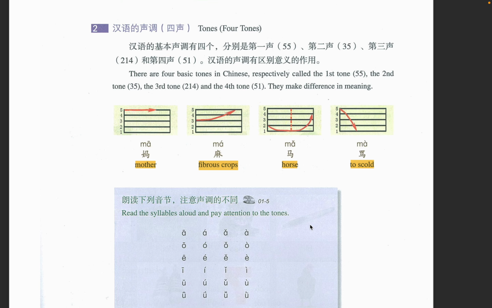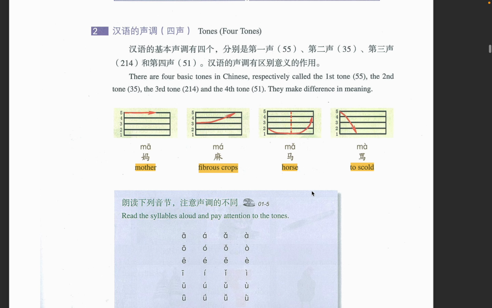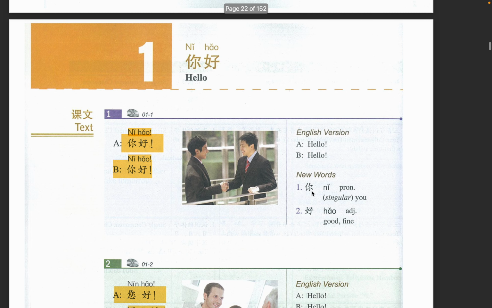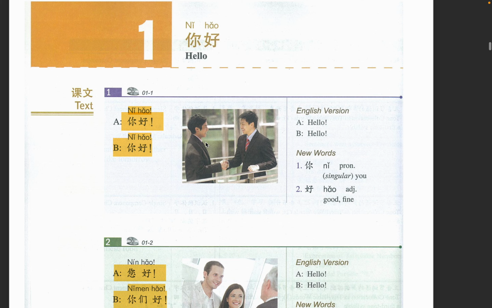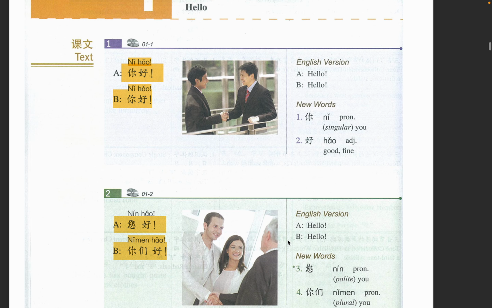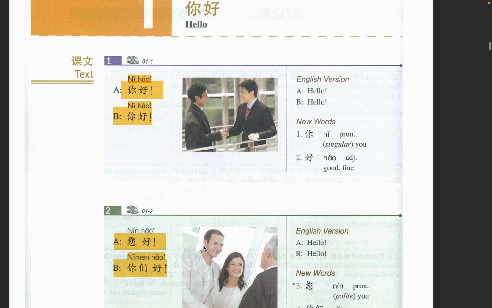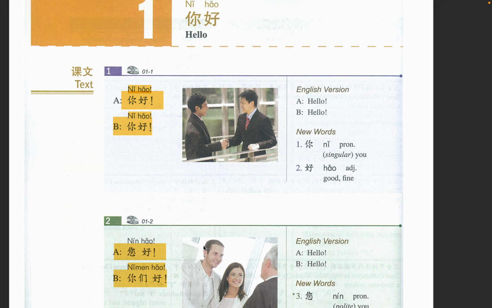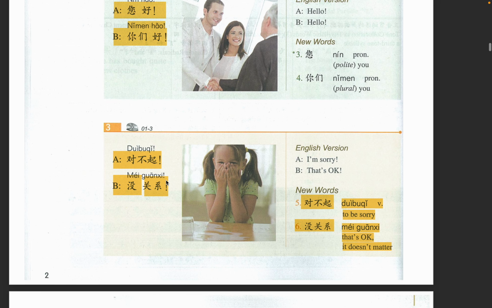Now, today we're going to start doing a very quick revision of all what we learned in the previous class. Let's just go over it here. We learned ni hao, which means hello, and we learned all the versions of hello, like nin hao and ni men hao. If you didn't watch the very first class, you can go back to watch it to understand better. Then we have 对不起, I'm sorry, and we have 没关系, that's okay.